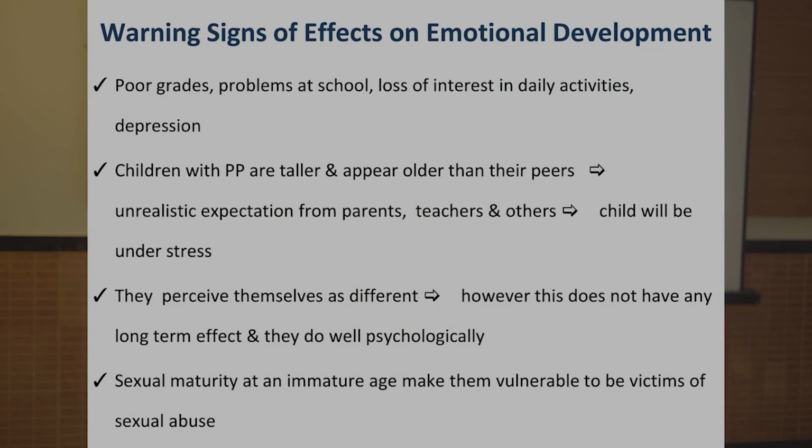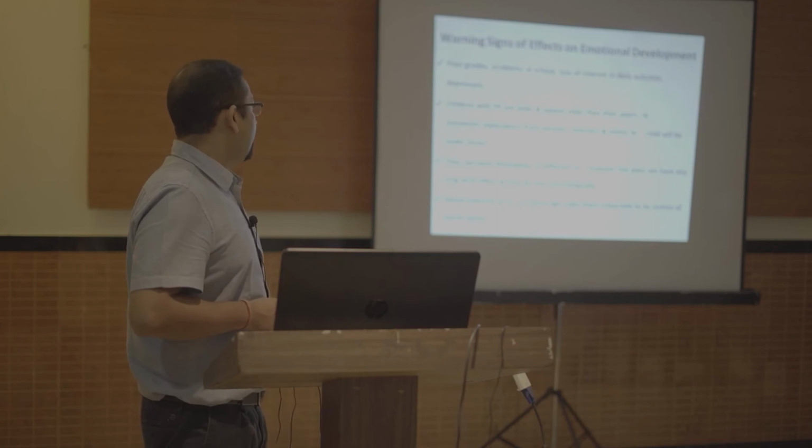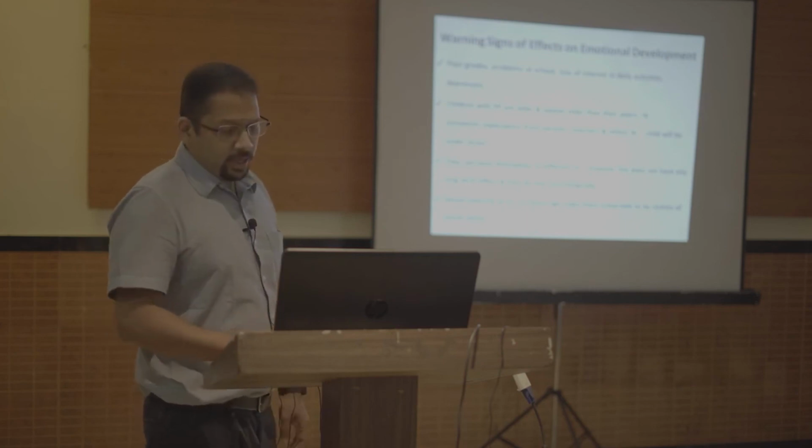Warning signs of the effect on emotional development: poor grades, problems at school, loss of interest in daily activities, depression. Children in puberty are taller and older than their peer groups, with unrealistic expectations from parents, teachers and others, and the child may go into stress. They perceive themselves as different; however, this does not have a long-term effect, and they can do well psychosocially. Sexual maturity at an immature age makes them vulnerable to becoming victims of sexual abuse.